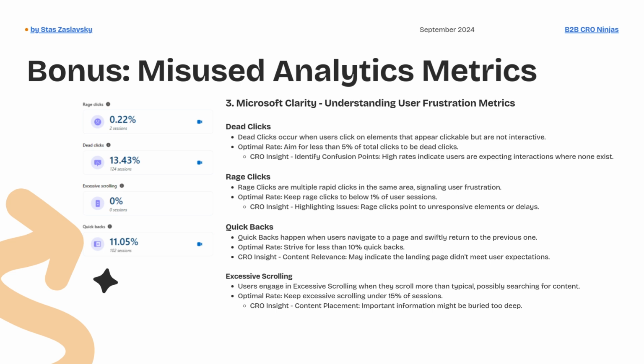Quickbacks happen when users visit a page and quickly return to the previous one. Keeping this under 10% is ideal. High quickbacks may indicate that your content didn't meet user expectations. Excessive scrolling occurs when users scroll far more than usual, potentially searching for important information. Try to keep excessive scrolling under 15%, as it could mean crucial content is buried too deep.